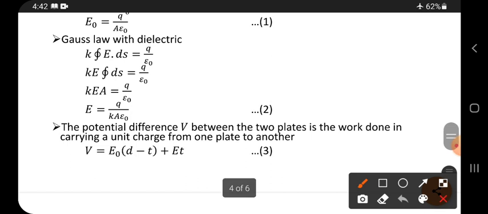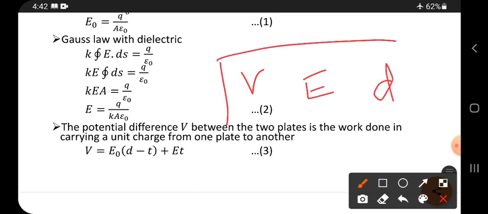V is the potential difference, E is the electric field, and d is the distance. There is one relation among these three things. What is that?